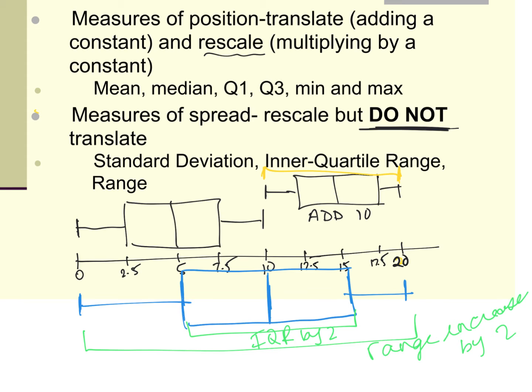If I were to divide all my data points by 2, this is how it affects the summary statistics. So my measures of spread rescale but do not translate. They do not translate, but they rescale, meaning I can multiply them. And my measures of position both translate and rescale. This is important because we don't want to have to go through a list of 100 data points and add and multiply them all by something so that we can find the new summary statistics. We should be able to use this idea just to add to the mean and median, and multiply the standard deviations.